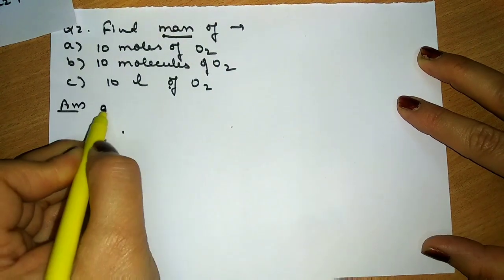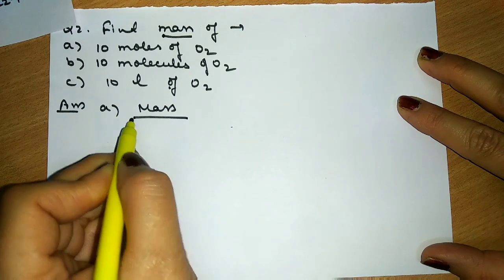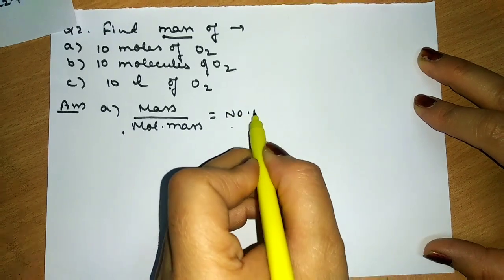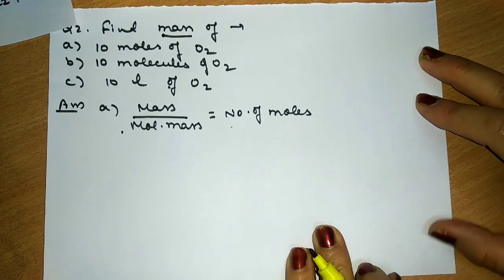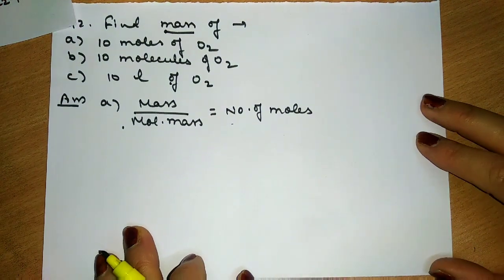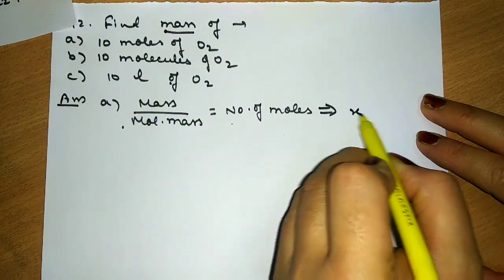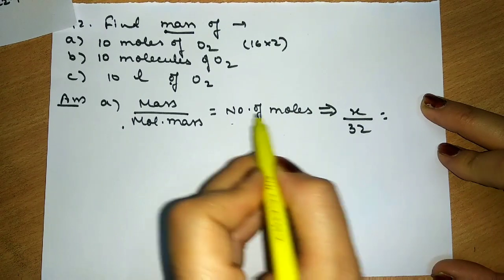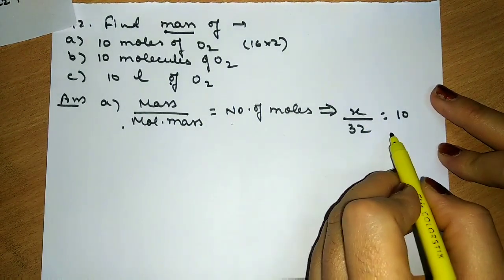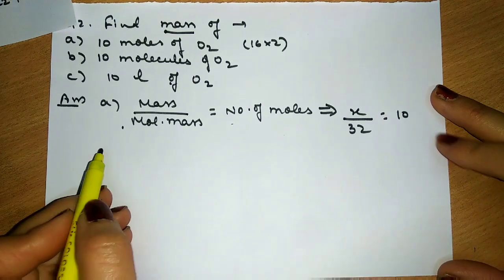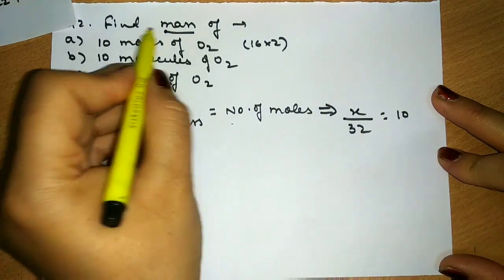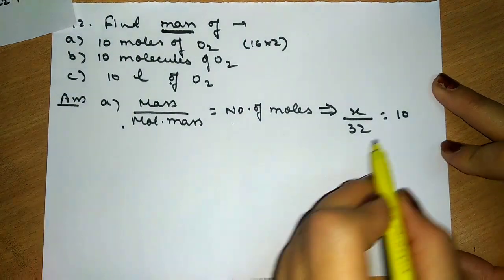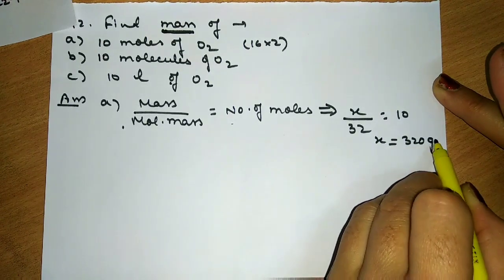So the answer for A part: since I'm supposed to find mass, I'll take the formula of mass divided by molar mass is equal to number of moles. Okay, can I write it this way? Simple, no problem, we haven't changed anything in the formula. So I'll take mass as x divided by again 16 into 2, 32, is equal to number of moles given to us, which is 10. So x comes out to be 10 into 32, that means 320. What unit will this be in? In grams, because you have to find mass and moles are compared in terms of mass, grams. So that 320 comes out to be in grams.